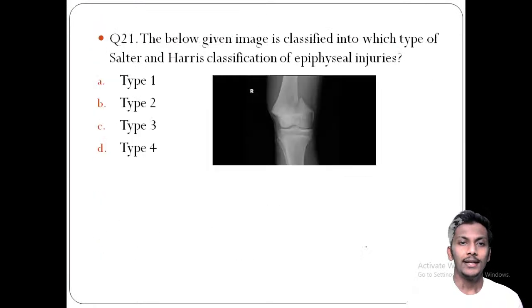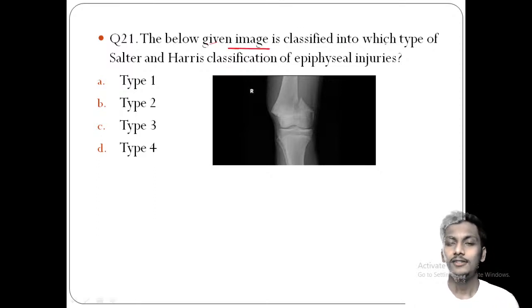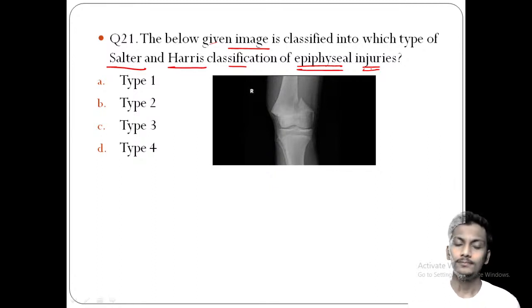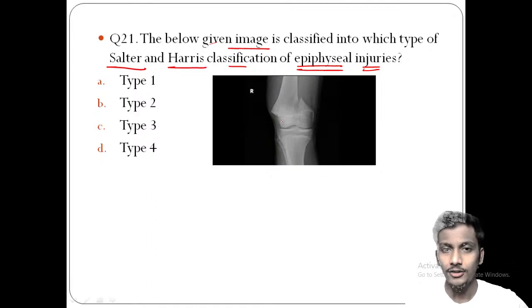Now let's start our discussion with question number 21, and the question states: the below given image is classified into which type of Salter and Harris classification of epiphyseal injuries? As we all know, a long bone usually has 3 parts. The ends of the long bone are known as your epiphysis. The shaft is known as your diaphysis, and lastly the middle part, the neck we can say, of the long bone is known as your metaphysis.